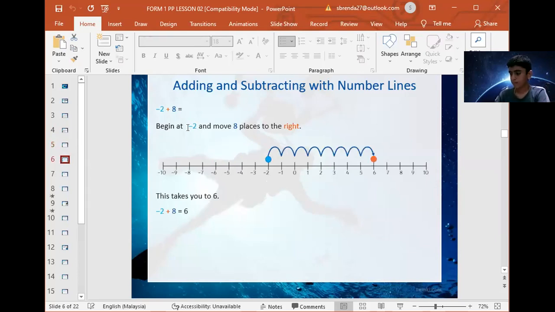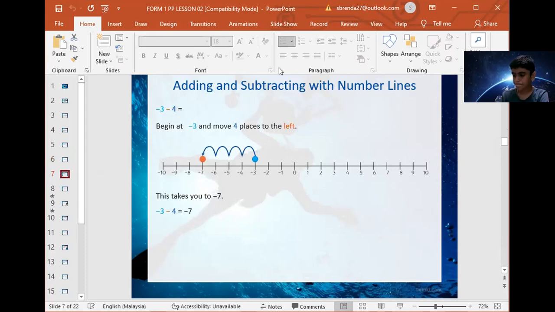Again, similarly, -2 plus 8. So you start at -2, plus 8 means you're moving towards the positive side, adding 8. So you will end up at +6. This takes you to 6. And again, just to remind you, when you see a number 6, it naturally means +6, okay? All right, let's get to the next slide now.